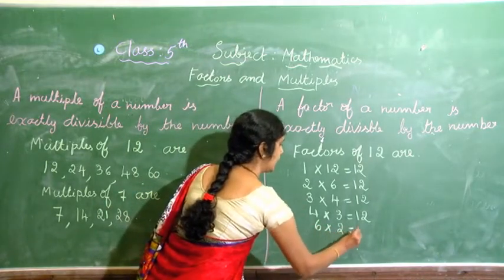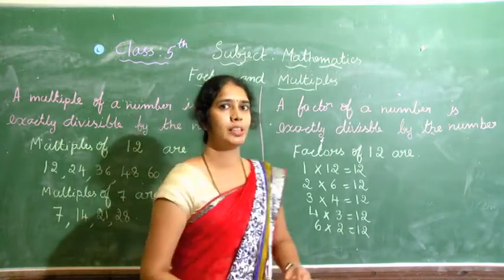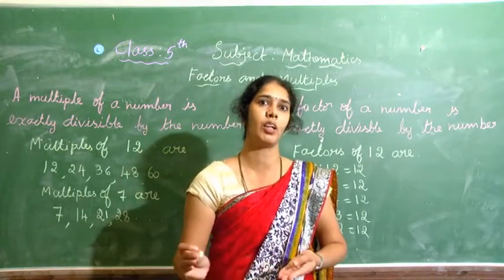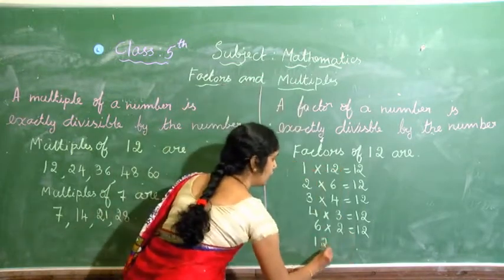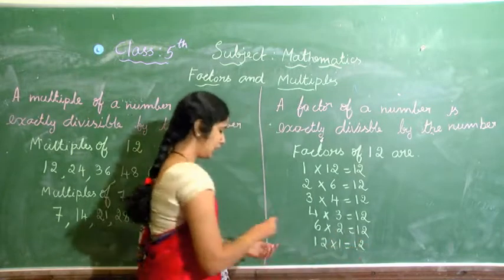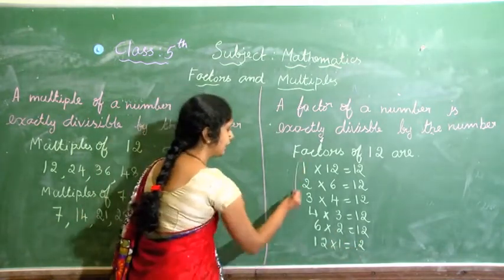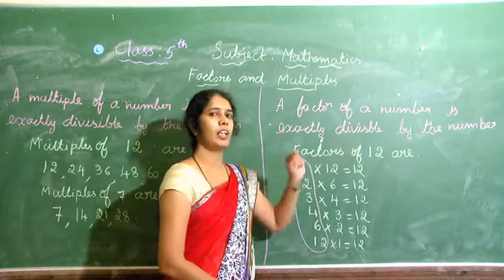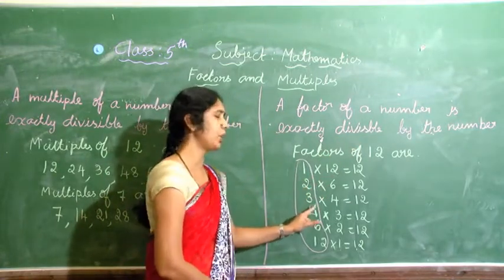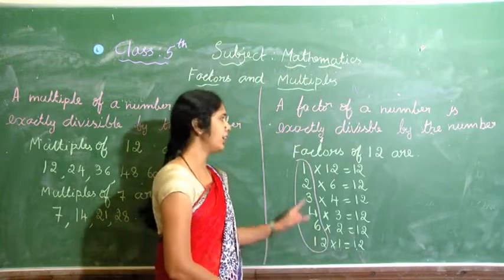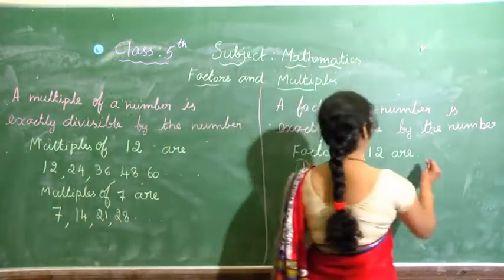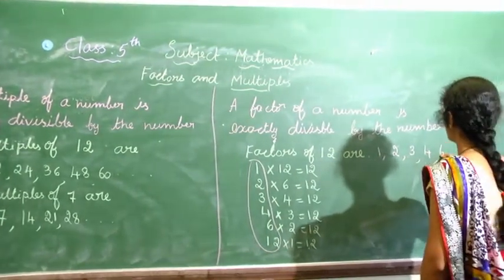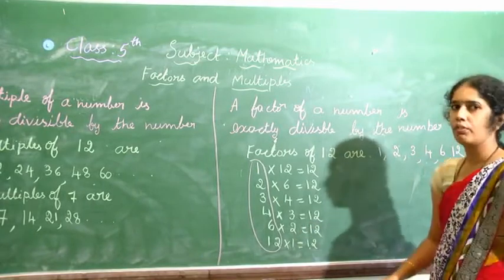In the 5 table will it come? No. In the 6 table? Yes. 6 twos are 12. 7 table? No. In the 7 table 12 will not come. 8? No. 9? No. 10 also it will not come. Directly we will go to 12. 12 ones are 12. Then what are the factors of 12? These are the factors of 12. In the 1 table 12 will come, the 2 table also, the 3 table also, the 4 table also, 6, 12. Then I can write factors of 12 are 1, 2, 3, 4, 6, 12.